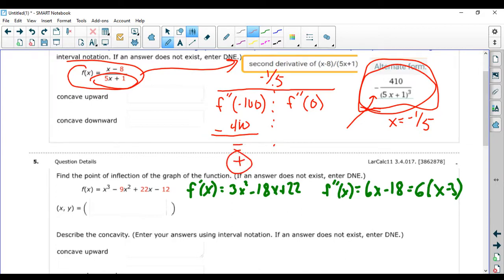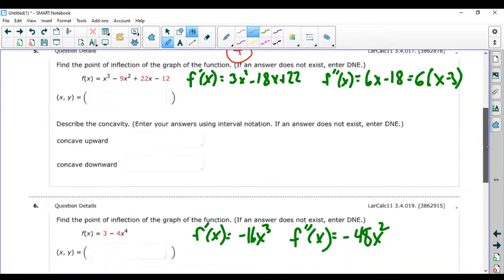You plug in 0, you'll get a -410 over a positive number. So negative over positive is negative, concave down. So it's concave up from -infinity to -1/5, and then concave down from -1/5 to positive infinity. Next question.